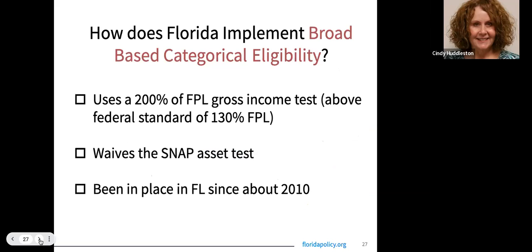And believe it or not, Florida has opted into broad-based categorical eligibility to the maximum extent possible. Florida waives the asset limit for most households and uses a gross income test of 200% of poverty. Next slide, please.